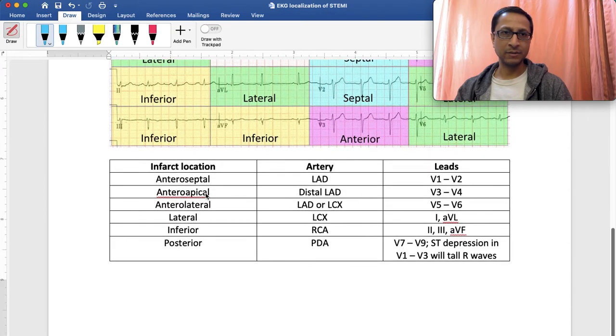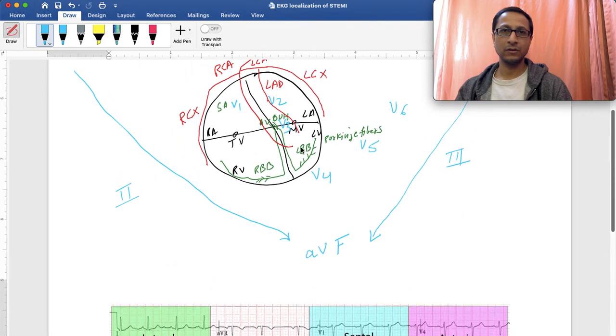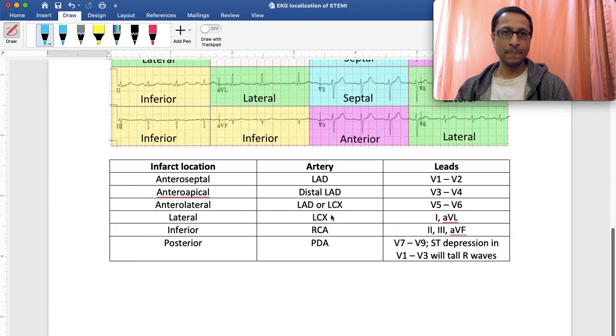And the artery that supplies that area: anteroseptal is LAD, V1, V2. Anteroapical, so the apex goes all the way down towards the bottom of the heart. It's still LAD, but sometimes in questions they say distal LAD, V3, V4. This is the distal segment. This is the proximal segment of the LAD. So that's anteroapical. Anterolateral is LAD or LCX, both supplying V5 and V6.